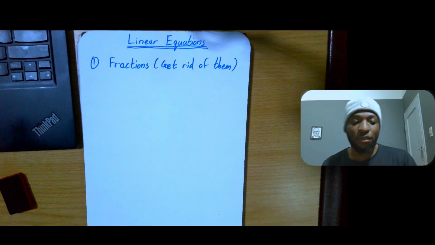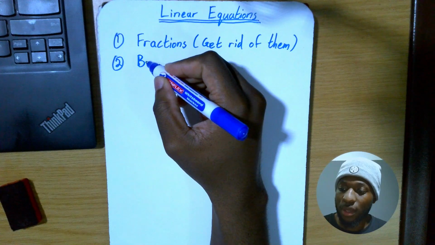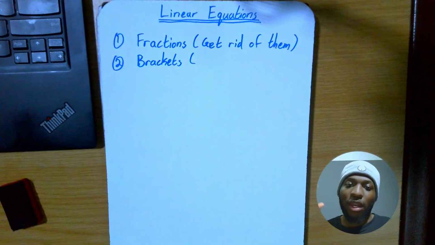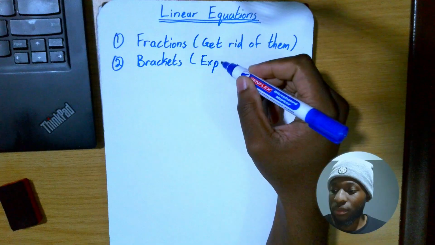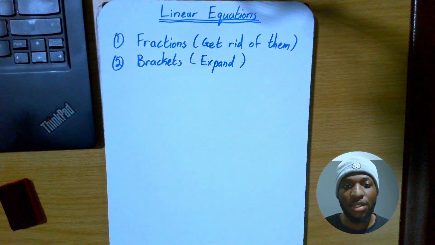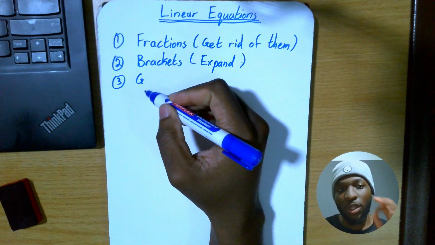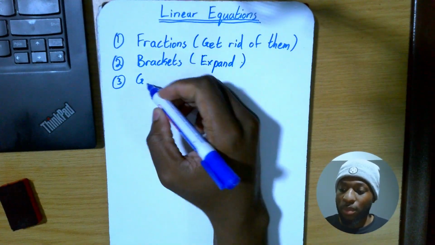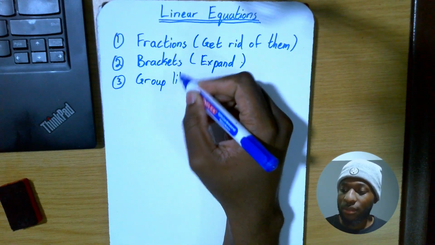Now after we have dealt with the fractions, we are going to look for brackets. So number two is brackets. If we do have brackets in that expression, we will expand them, we'll open them up. Finally, after getting rid of all the fractions and expanding the brackets, we can group the like terms. What this means is we put all the apples in one basket, separating them from the oranges. We will apply these shortly. So the next thing to do is to group like terms.